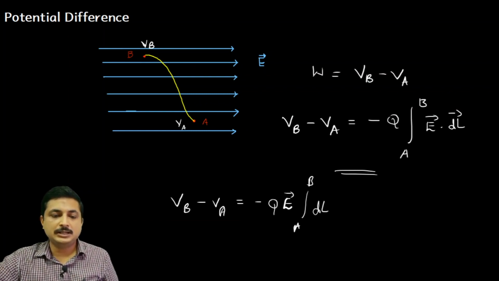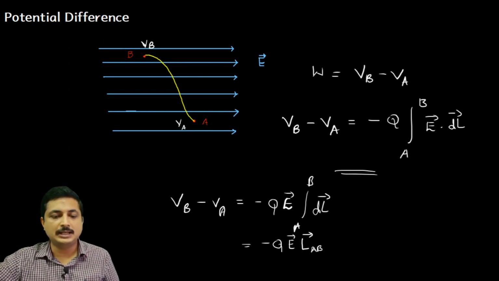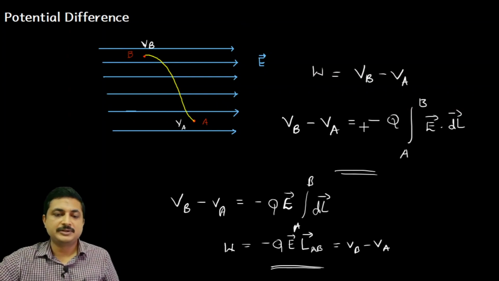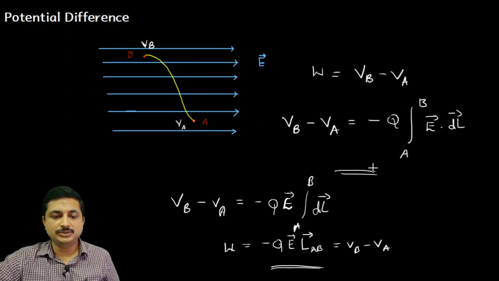Now what is integral A to B dl? It is just a path integral. So the total length from A to B can be treated as integral dl. This can be further written as QE times the length of the path from A to B, which I represent as LAB. So this is my work done, which is the same as the potential difference. So for a uniform field, this equation further simplifies like this. If it is a non-uniform field, you can use the earlier equation.